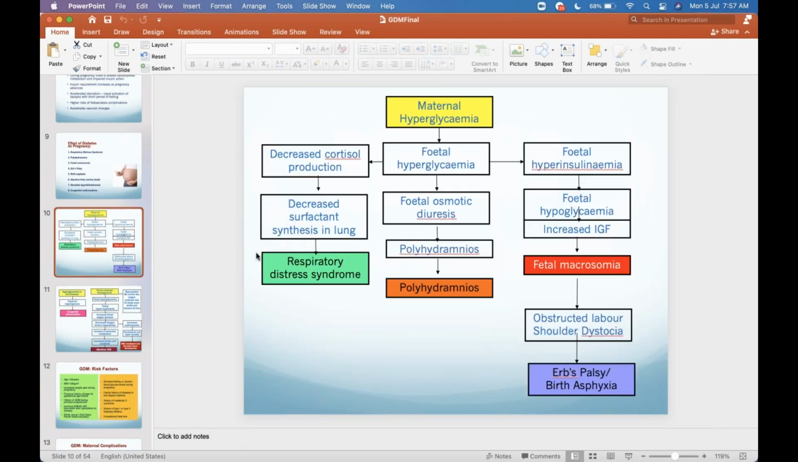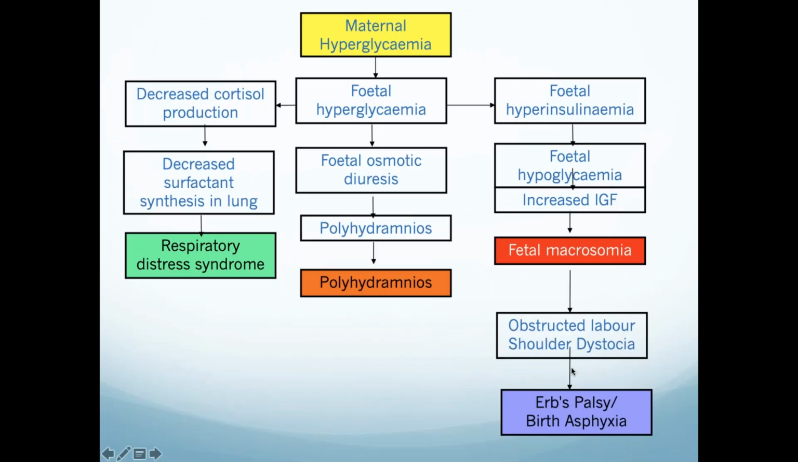So what is the difference in both of these? When the maternal hyperglycemia is happening during pregnancy for the first time, it will result in fetal hyperglycemia, which will cause four major important problems. Okay, there will be fetal hyperglycemia. Because of the hyperglycemia, there will be fetal osmotic diuresis, because of which it is going to cause polyhydramnios. So you will have polyhydramnios.